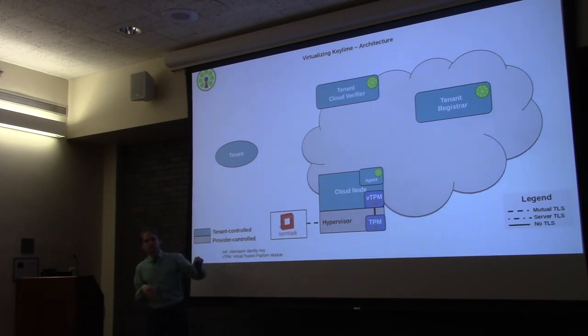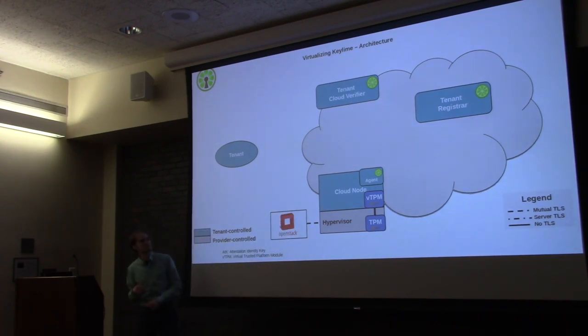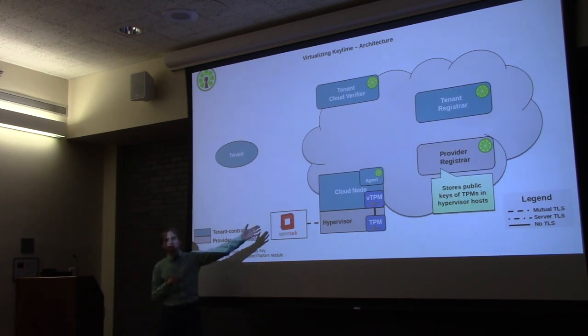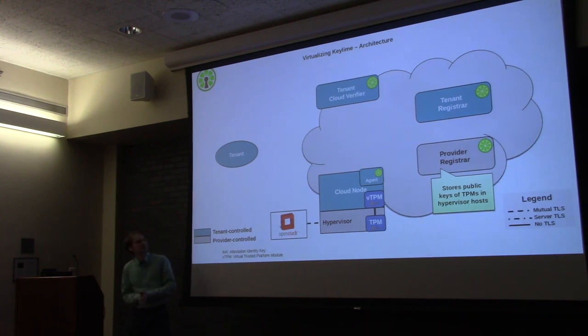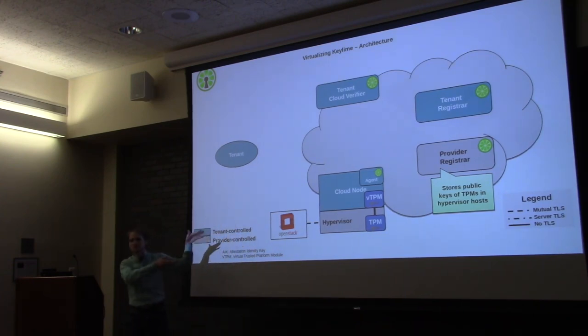Everything is pretty much the same. You'll notice there are some slight changes. Of course, we have that hypervisor running now, and we have a virtual TPM and an actual hardware TPM. There's one more component we need to add in order to get this working, and that is a provider registrar. This is a registrar that's going to be run by the provider, and it's going to essentially be a store of the hypervisor-level hardware TPM keys. So we have two different verifications during the registration process now instead of just one.